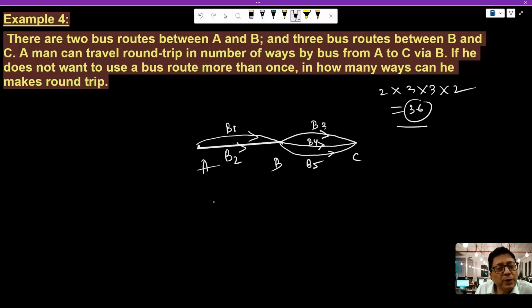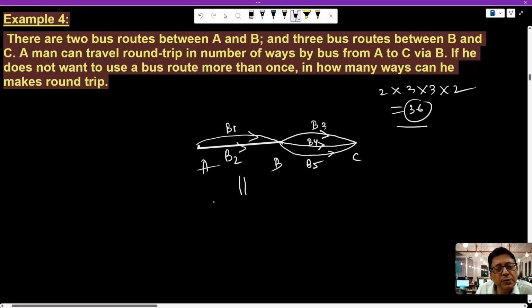Now in going from A to B, in how many ways can he go? Initially no choice, he has to go. It can be done in two ways. And B to C, from A to B, and this is from B to C. How many ways? Three ways. This can be done in three ways.